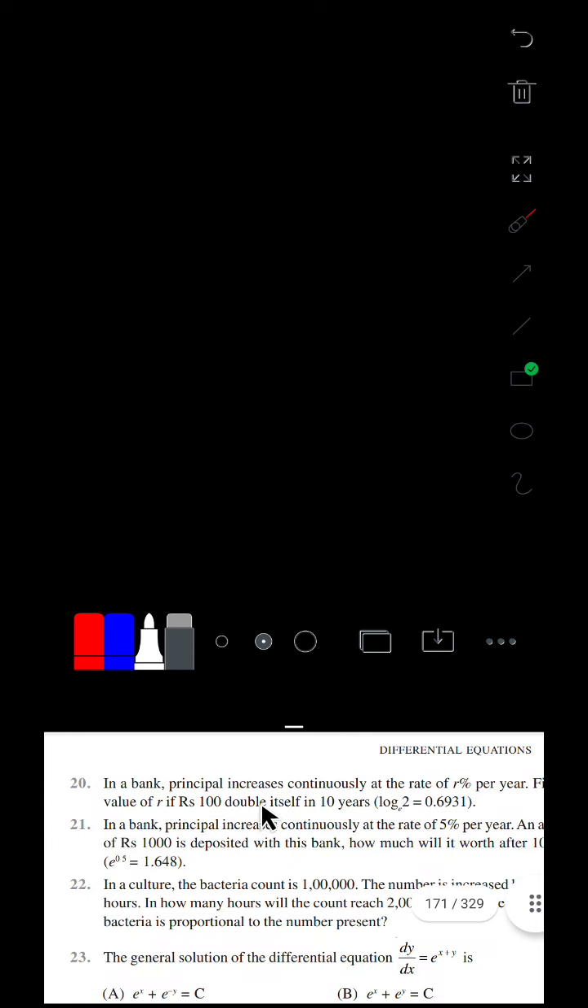Now problem number 21 is similar to 20th, so I am going to skip this one. You will have to try it yourself.